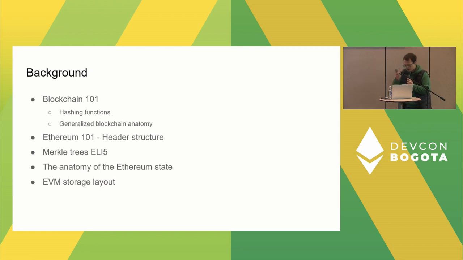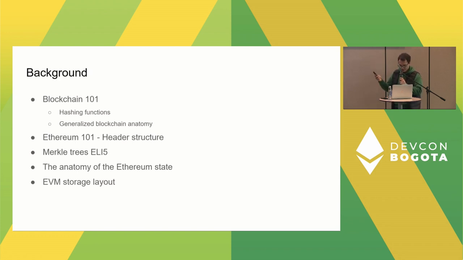So, about the background that I want you to have for this workshop. We're gonna start from the biggest basics. What is a hashing function? Just a very quick reminder, I hope it'll take less than a minute. Then a generalized blockchain anatomy, what an Ethereum header looks like, and why Ethereum. We're not only Ethereum focused, however, I think that for the sake of this workshop, it's best to present on this concrete example.